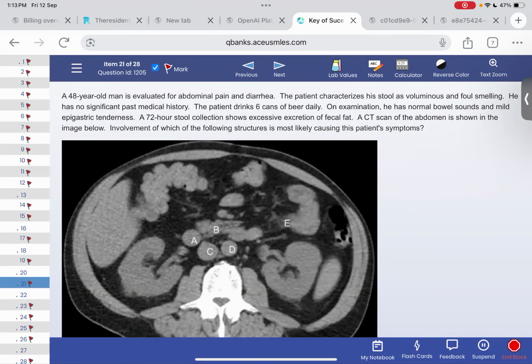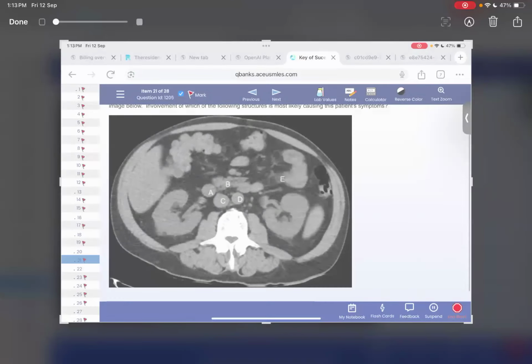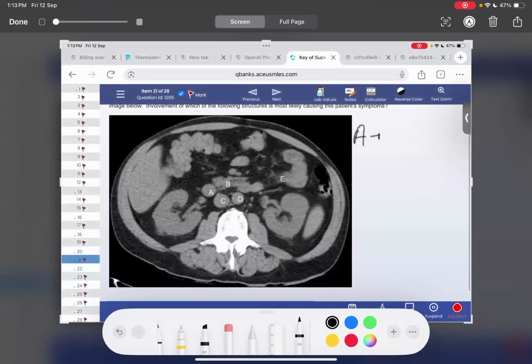Now another structure, another CT scan. Go ahead. Now you have to tell me, wait a minute, let's go to the structure. What's A? Can anyone tell me? Inferior vena cava? Aorta? Wait a minute. This is your body, and this is your aorta.